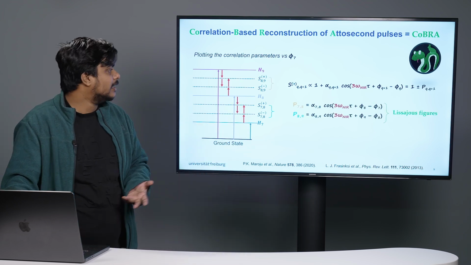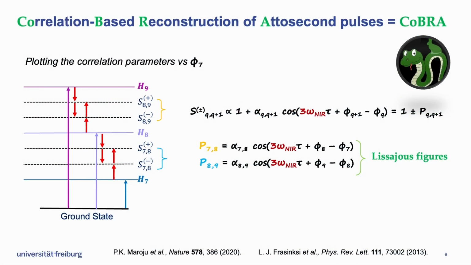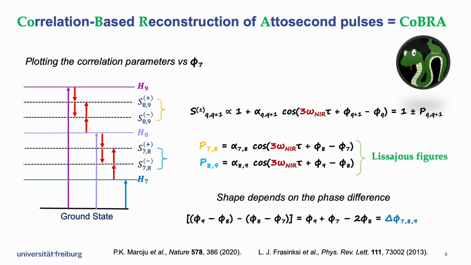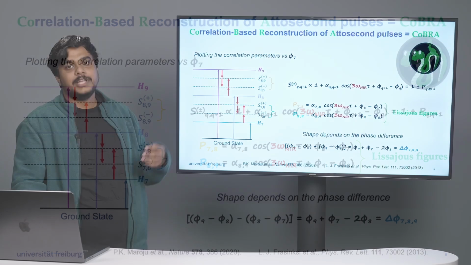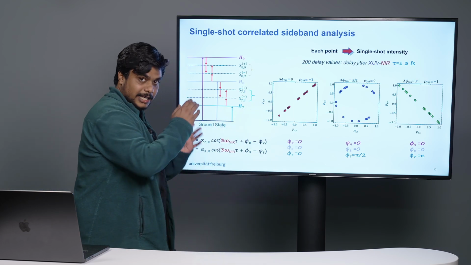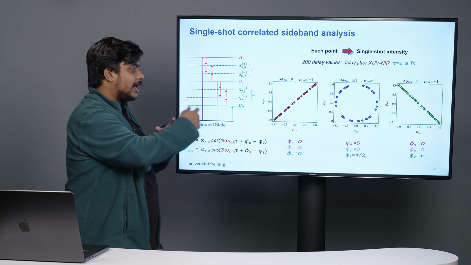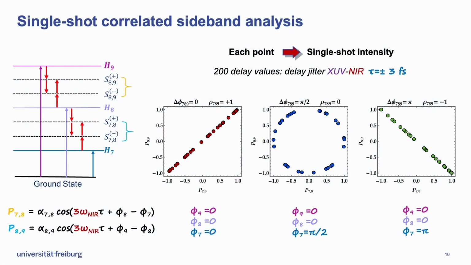In the experiment, we compare the intensity between the 2 sidebands, and this correlation leads to the formation of Lissajous figures. The shape of this Lissajous figure depends upon the phase difference of the harmonics. As you can see here, if the 3 harmonics are in phase, we get a really nice positive correlation. If we change the phase of one of the harmonics to pi by 2, we get a circle. And if it changes to pi, we get a negative correlation.